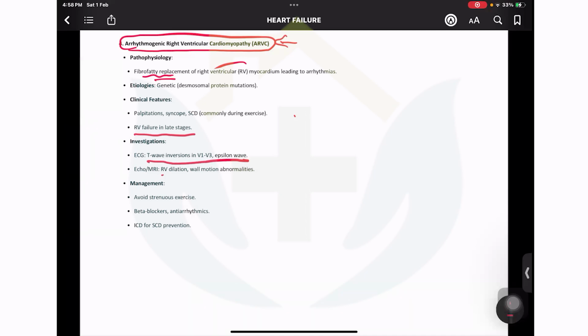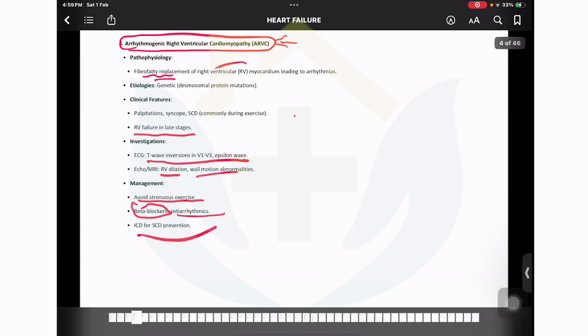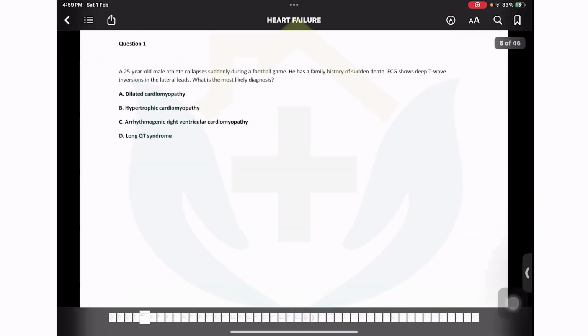Echo and MRI will show RV dilatation, wall motion abnormalities just in the RV. So patients should avoid strenuous exercise. Patients should always be on beta blockers to prevent arrhythmias, and sometimes they will require flecainide, procainamide, mexiletine, and so forth, amiodarone. So many drugs they need to be on. Sometimes even digoxin we start to these patients to prevent arrhythmias. And you can put an ICD for prevention of sudden cardiac death.